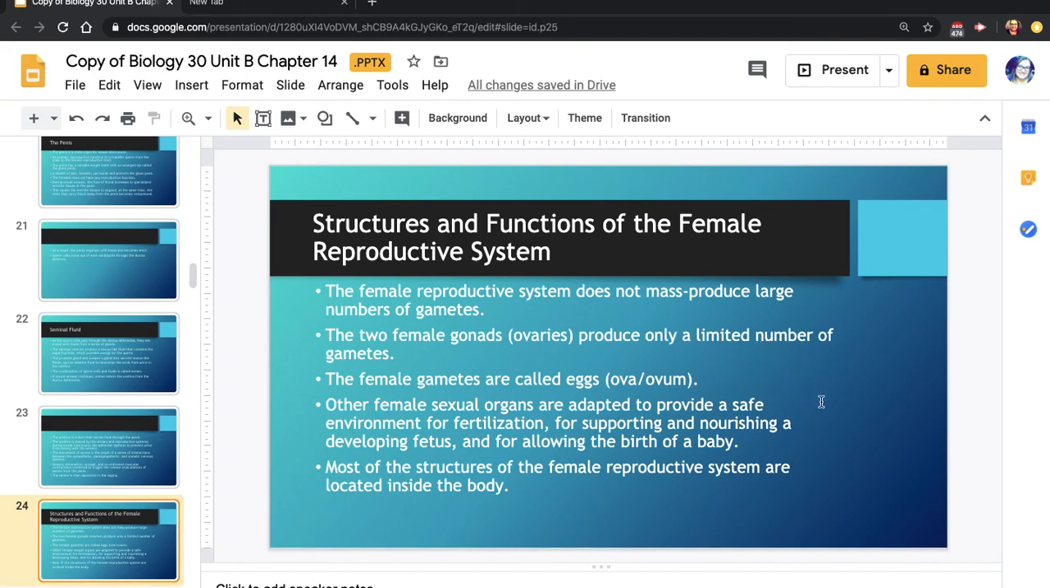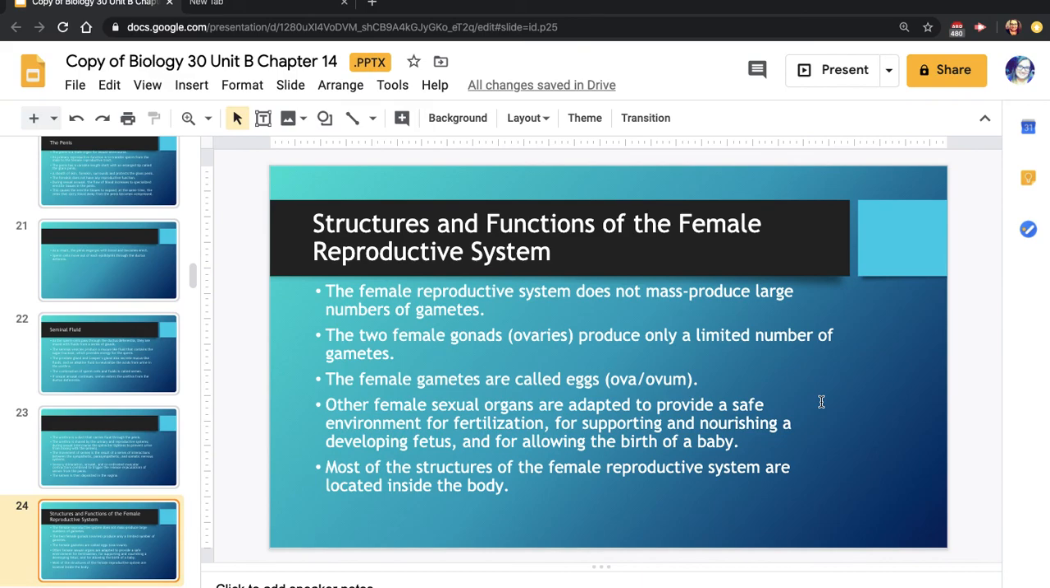So now we're going to look at the female reproductive system. The female reproductive system does not mass produce large numbers of gametes. Remember, males produce 100 million sperm a day, where a female does not create that much at all. The two female gonads, the ovaries, so we have two ovaries, produce only a limited number of gametes. The female gametes are called eggs, or ova, or ovum.